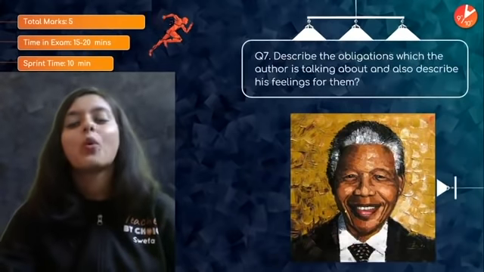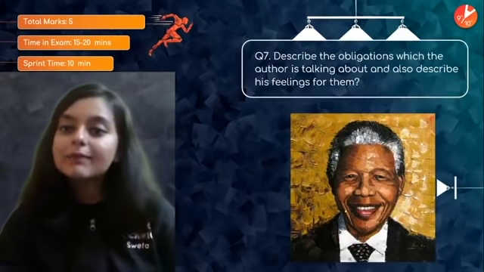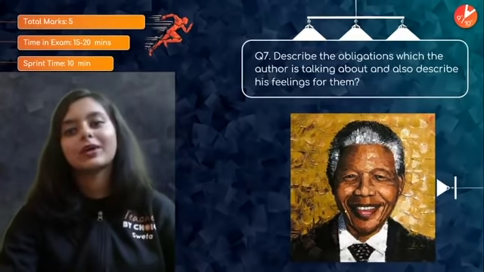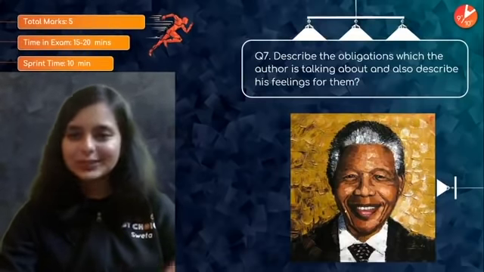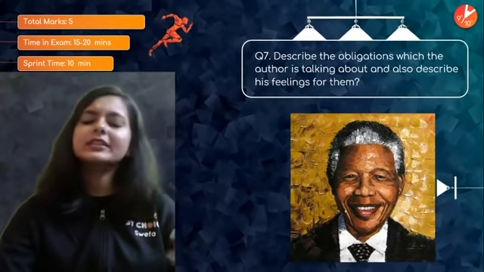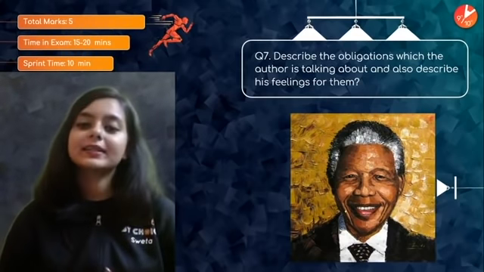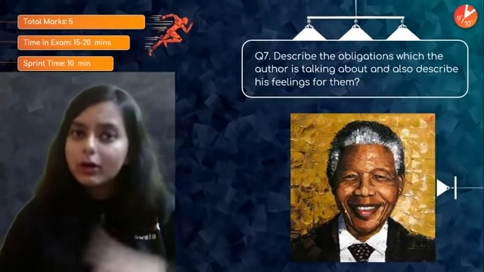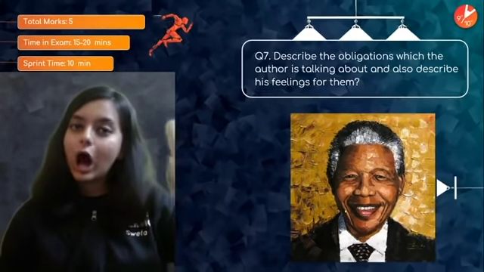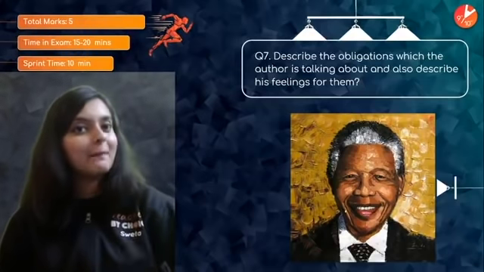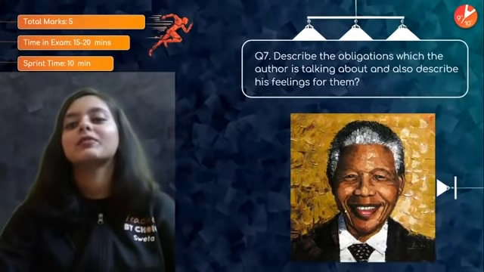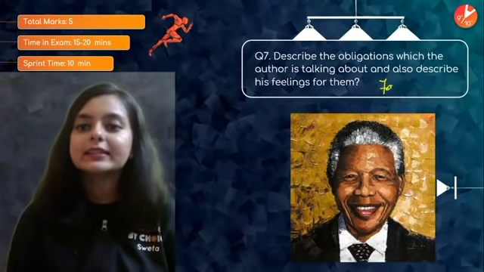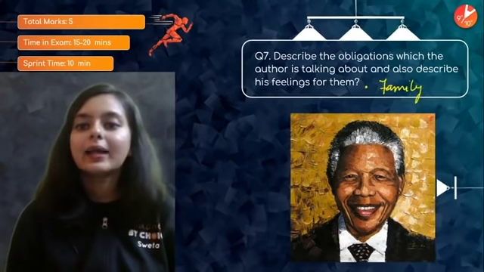Moving ahead with the seventh question: describe the obligations which the author is talking about and also describe his feelings for them. So just look at the obligations. Now you tell me, guys, what are the obligations that Nelson Mandela talked about? He talked about two obligations, remember? Obligation towards first, family, then society, right? Those are the two obligations that we are going to talk about. So remember these points: family, one, and then society. These are the twin obligations.